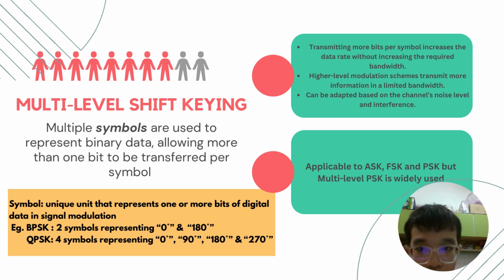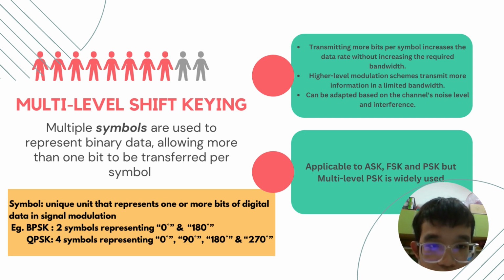So now I'll explain multi-level shift key. Multi-level shift key means that there are multiple symbols used to represent binary data, allowing more than one bit to be transferred per symbol. Well, so what is a symbol? A symbol is actually a unique unit that represents one or more bits of digital data in signal modulation. So for example, in binary phase shift key, we have two symbols representing 0 and 180 degrees, and onwards for quadrature phase shift key. So what's the benefit of multi-level shift key?